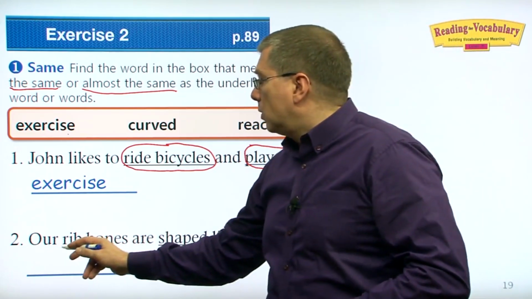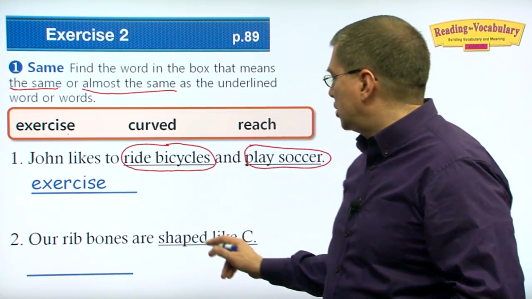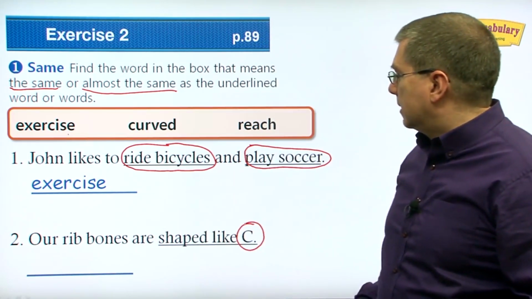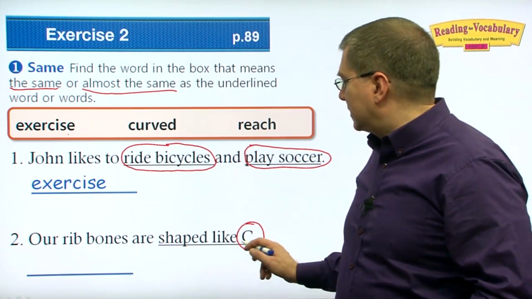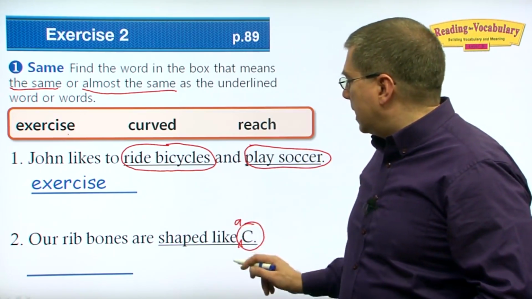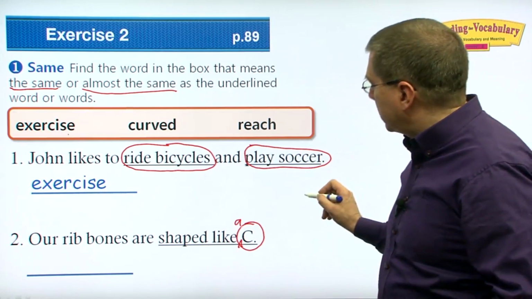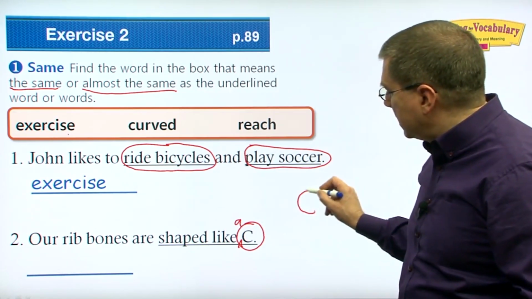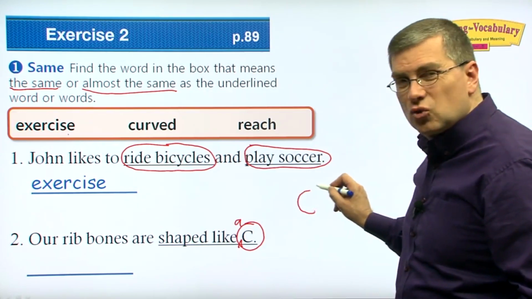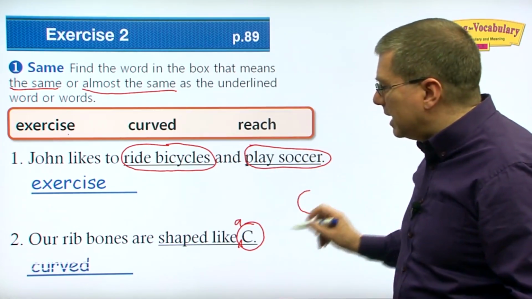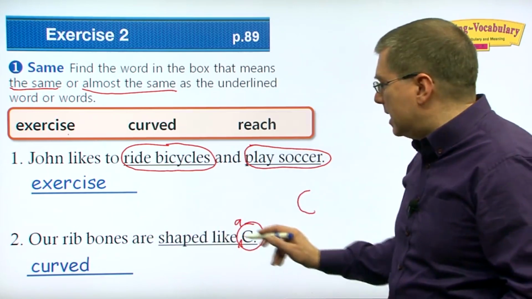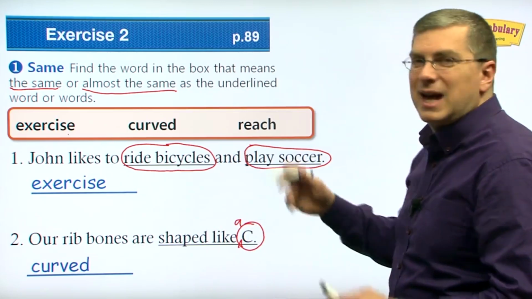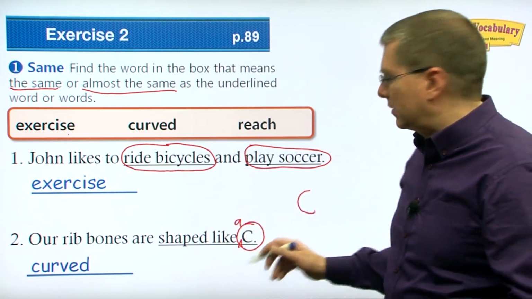2. Our rib bones are shaped like C. Like a C. In other words, if you look at a C, the letter C is like this. So it's not a straight shape, right? What is it? It's a curved shape. Our rib bones are shaped like a C, or like the letter C. Okay, that's what it's talking about.